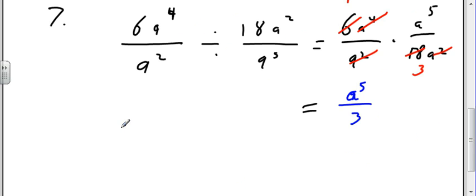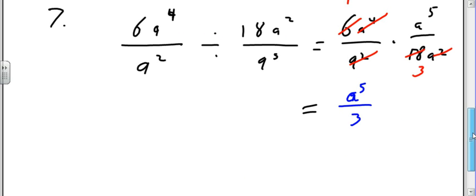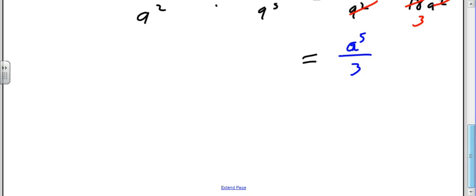All right, number 10. Am I going fast enough? Right. Don't want to be too boring.